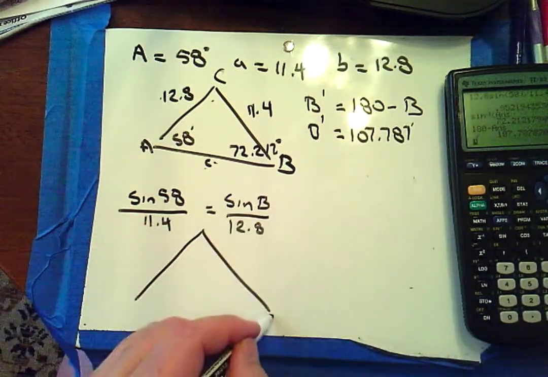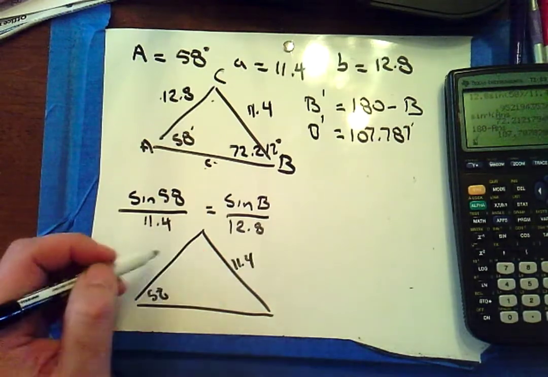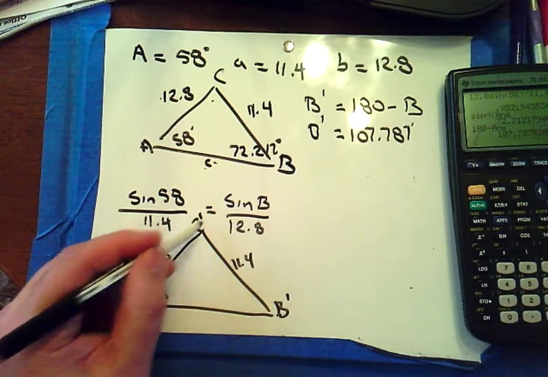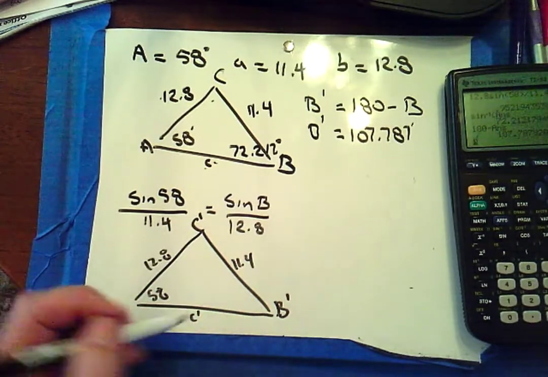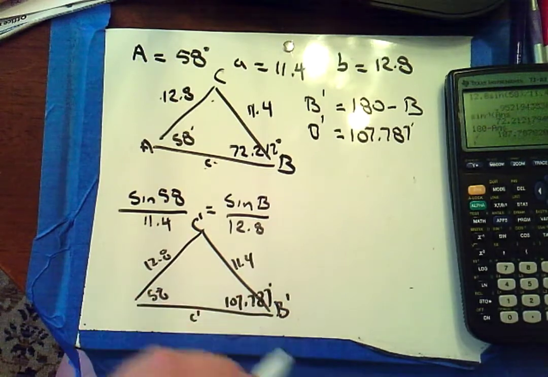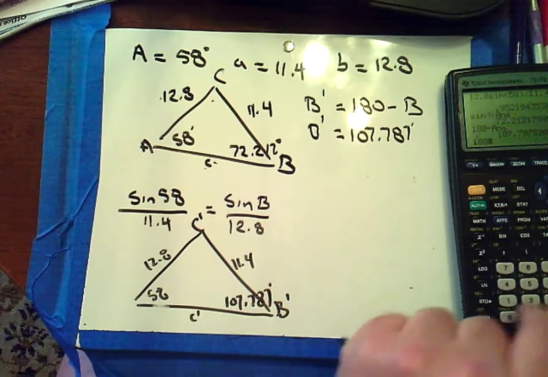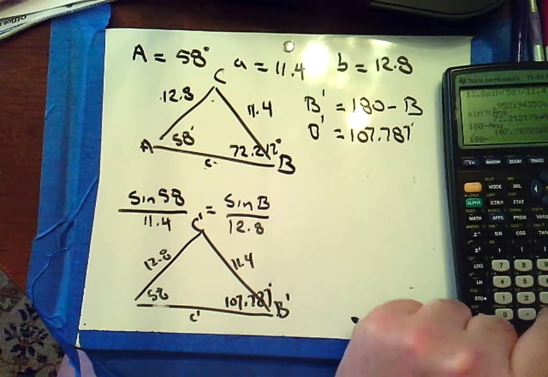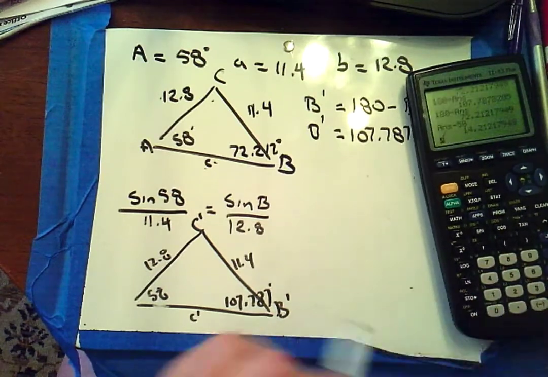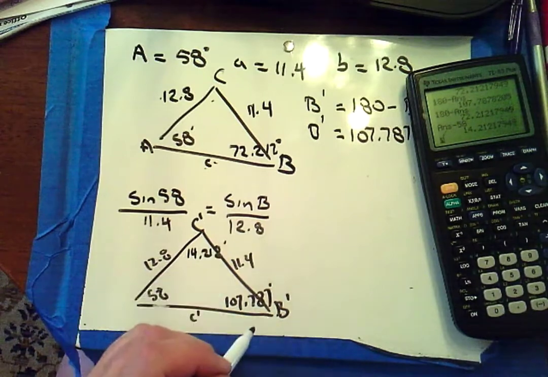Well, 58, 11.4, 12.8, but now we have B prime, big C prime, little c prime. And we just found that this was 107.787, and I'm wondering, is there enough room for a third angle? I believe that when we subtract this B prime that we found, and then subtract the 58 degrees, lo and behold, we get 14.212 degrees.